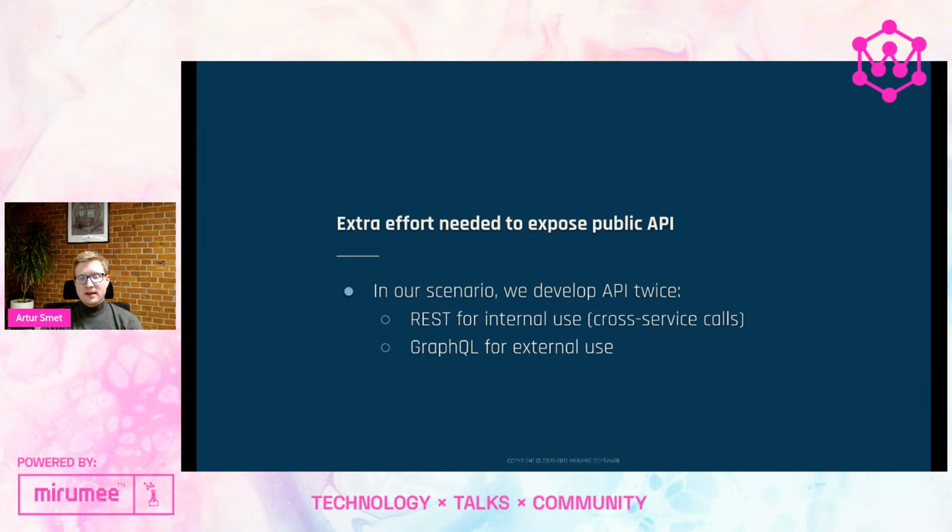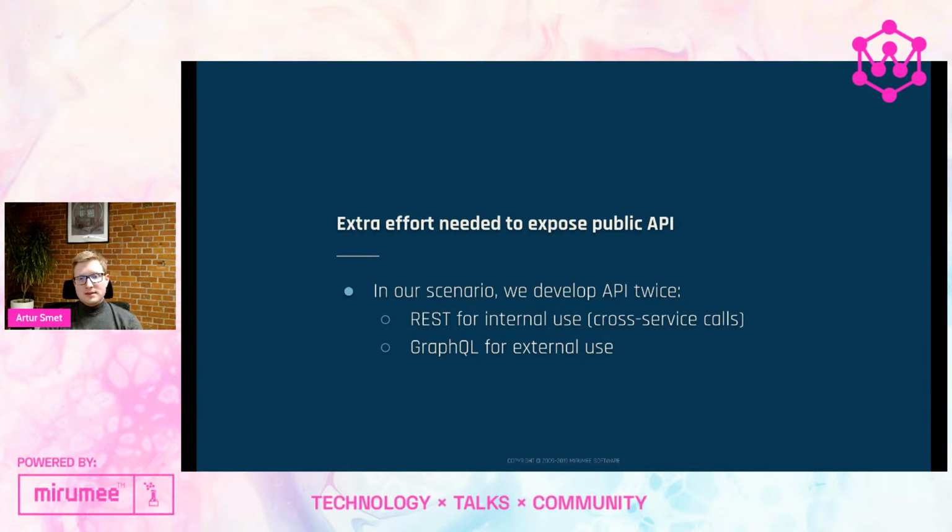And the last but not least issue with the approach that we have taken is the extra effort needed to expose the public API. In our case, we have to keep the REST interfaces of the microservices, because the services sometimes communicate with each other using standard HTTP. However, GraphQL is used for the client-facing applications, and that GraphQL is exposed by the API gateway. So sometimes we need to create the same API twice.